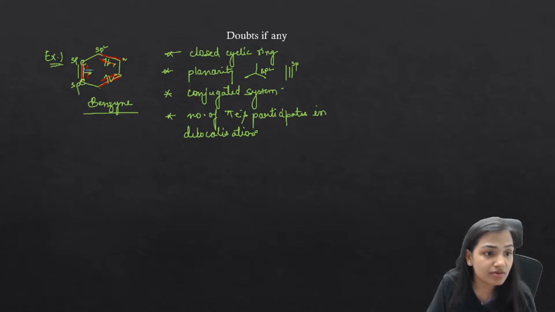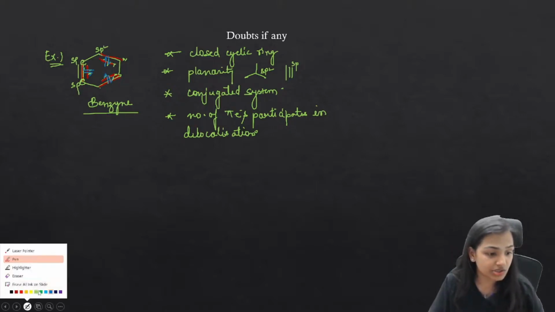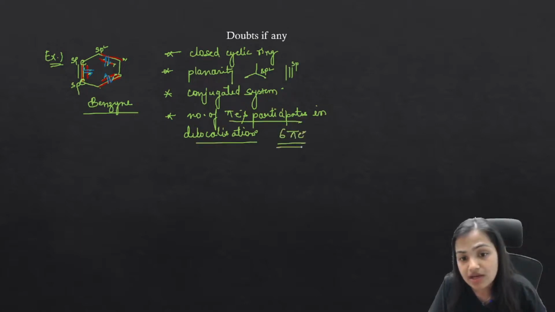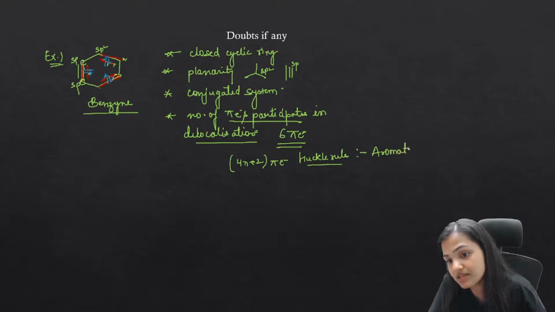Only 2 electrons, 1 2, 1 2 and 1 2. Only 6 electrons will participate in conjugation. In short, the number of electrons participating in conjugation is 6 pi electrons. And if they are 6 pi electrons, this will be the 4n plus 2 pi electron rule. Ultimately, this is obeying the Huckel rule. So this is said to be aromatic in nature. So benzene is also aromatic in nature.